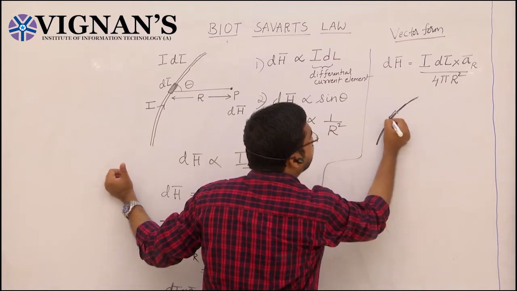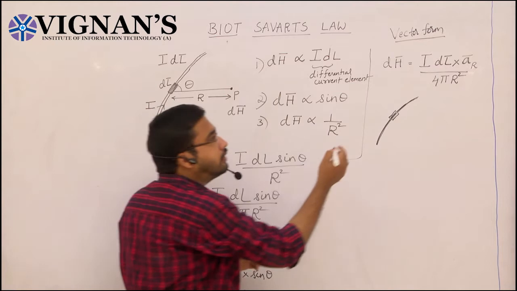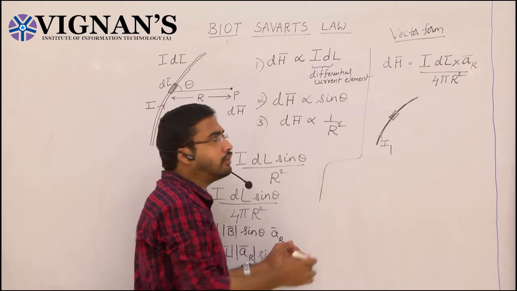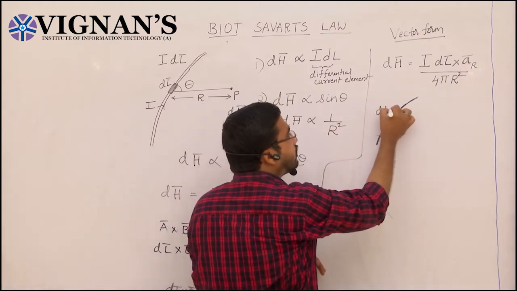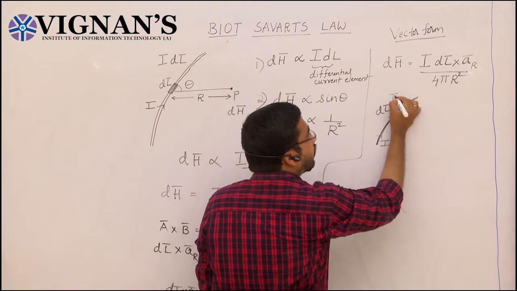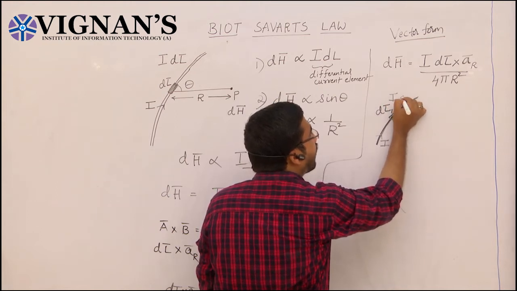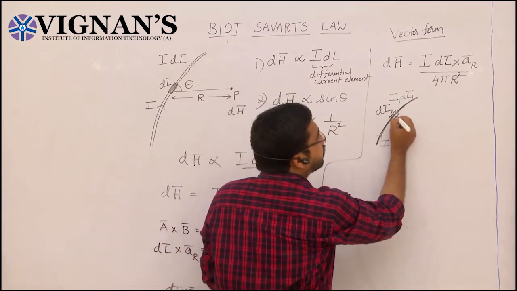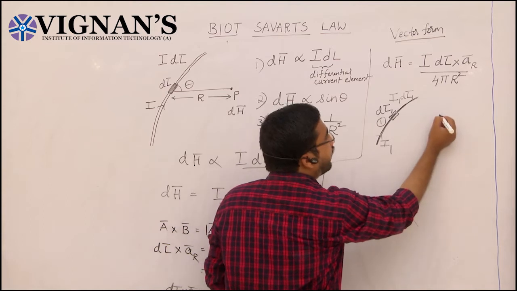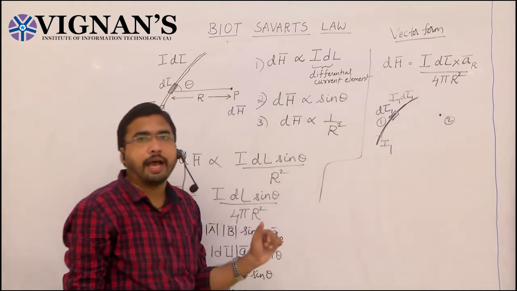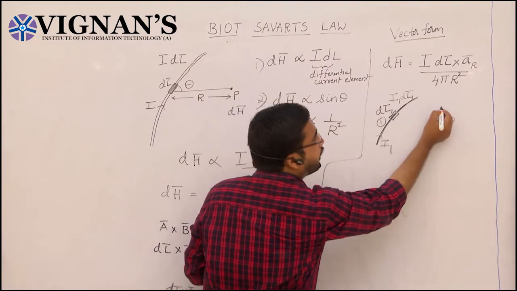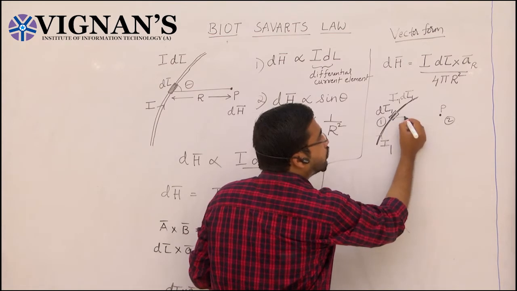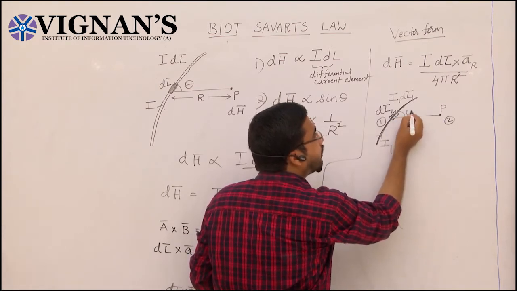I am also considering a differential current element. Here if the current is I1, and your differential length is dl1, so that your complete differential current element is I1 dl1. Consider this as point 1, and at point 2 I need to find the magnetic field intensity. Here at point P or point number 2 I need to find the magnetic field intensity. I am joining this, and this is the angle theta.